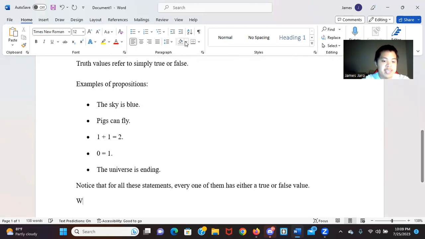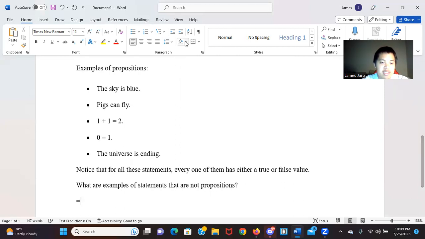So what are examples of statements that are not propositions? The most common statements that are not propositions are questions. Questions such as, what if I am not a human? Well, that doesn't have a truth value. We don't say true or false as a response to this question.